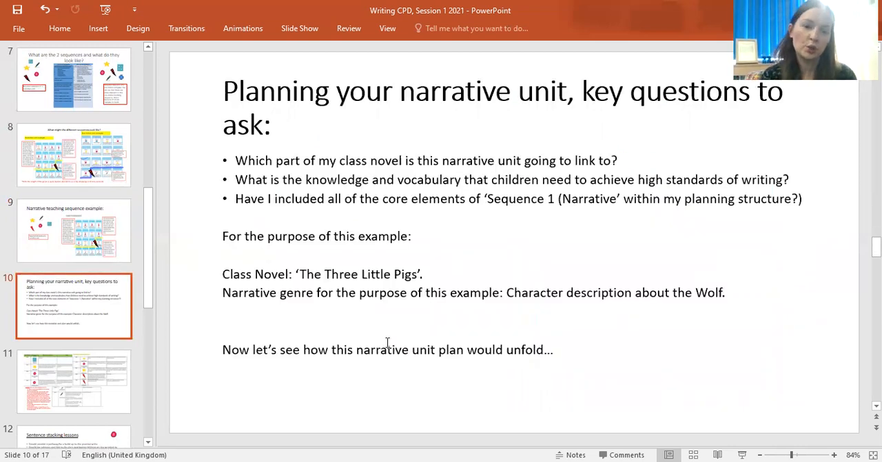Some key questions to ask yourself when you are planning the narrative unit is, which part of the class novel is this narrative going to link to? What's the knowledge and vocabulary that children need? Because that will steer your experience sessions. And have I included all of the elements of sequence 1? Okay, and that will be really clear in children's books, because each lesson children will be expected to tick which symbol they focused on. And in pupil voice and monitoring, children should then over time be able to articulate which aspect of the writing sequence they're on. And they should also know, is it a narrative unit or is it a non-narrative unit?